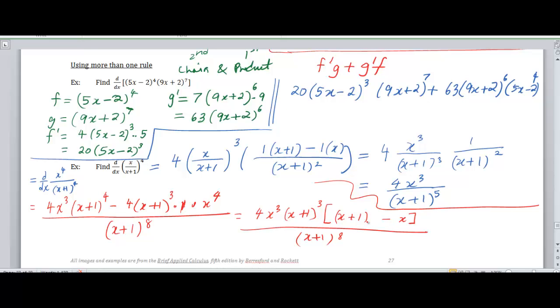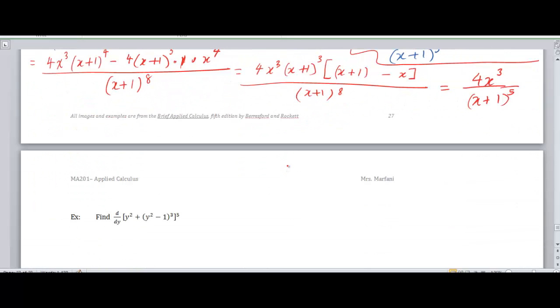Okay. And then the x plus 1 to the 3rd divided by x plus 1 to the 8th gives me x plus 1 to the 5th on the bottom, right? 3 minus 8 is negative 5. And then here this becomes 4x to the 3rd. And here the x minus x are gone, so you're left with just 1, so multiplied by 1. So as you can see, either way you get the same answer. Now you can decide for yourself which way you like better. Okay.